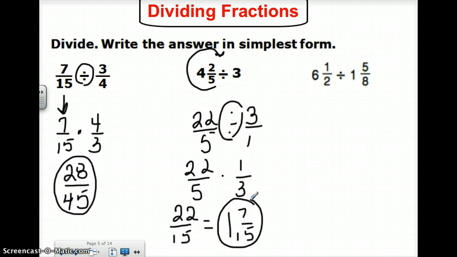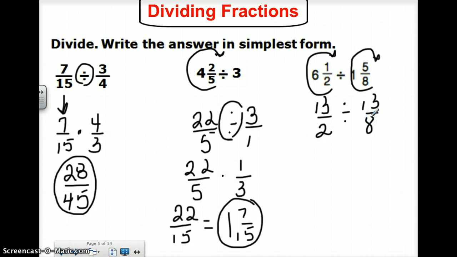The final example on this slide now gives us two mixed numbers. Well, we can't use mixed numbers when dividing, so the first thing you're going to do is change them to improper fractions. 6 1/2 becomes 13/2. Bring my division sign down. 1 5/8 turns into 13/8. Now, copy.